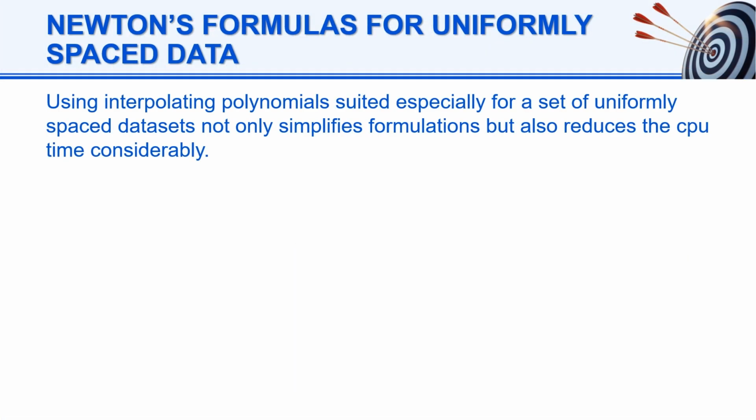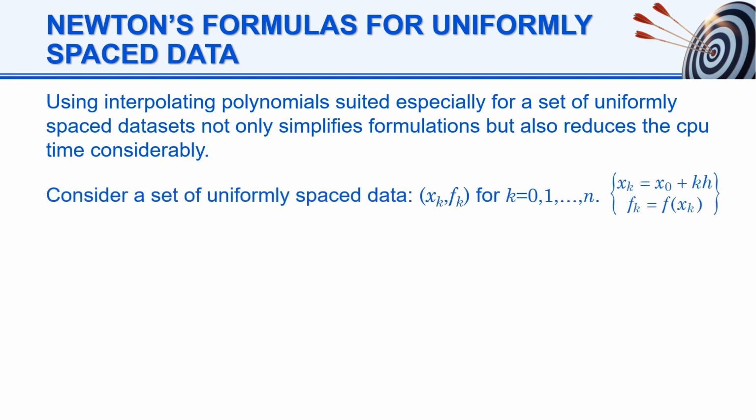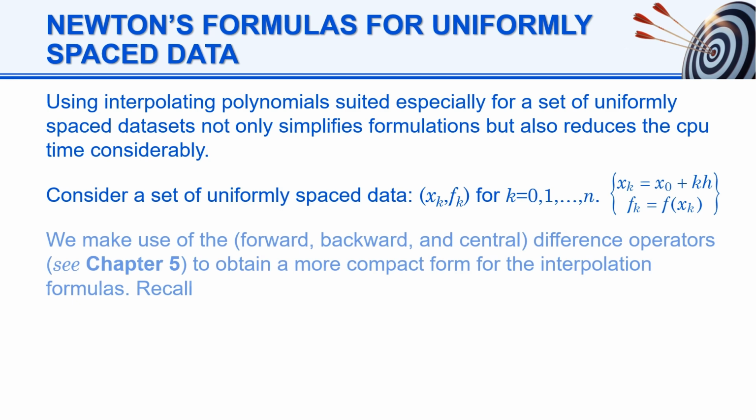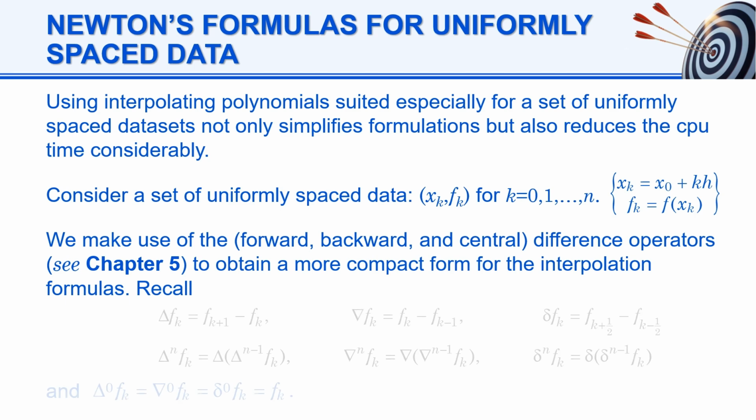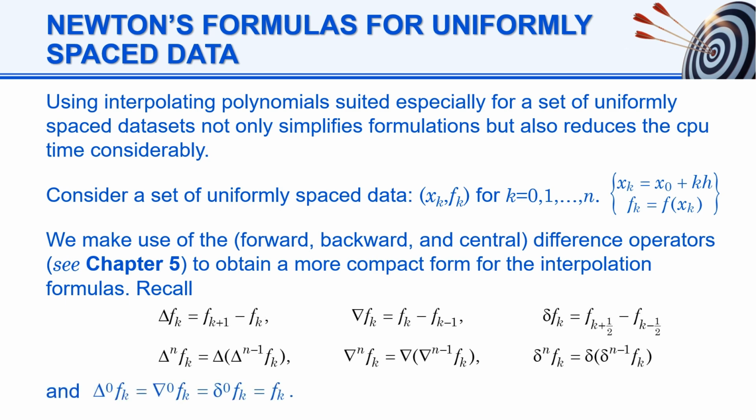Using interpolating polynomials suited especially for a set of uniformly spaced datasets not only simplifies formulations but also reduces the CPU time considerably. Consider a set of uniformly spaced data xk, fk for k equals 0, 1, through n. We make use of the forward, backward, and central difference operators covered in Chapter 5 to obtain a more compact form for the interpolation formulas. Recall the following definitions.